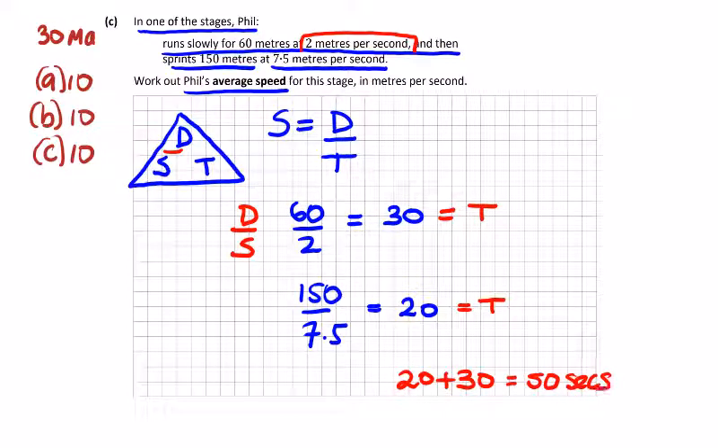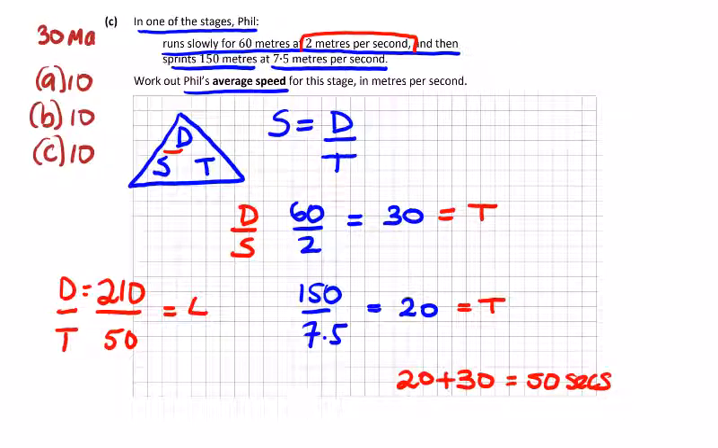So what have we got now? We have total distance covered will be 210. This is my distance covered divided by my time, which is 50. And 210 over 50 is 4, remainder 10. 4 and 10 over 50 is 4 and a fifth. 4.2 meters per second will be the average speed. Multiply that by 50, you get 210. So we can kind of double check that we're correct in part C.